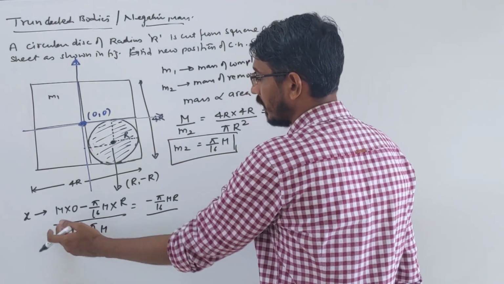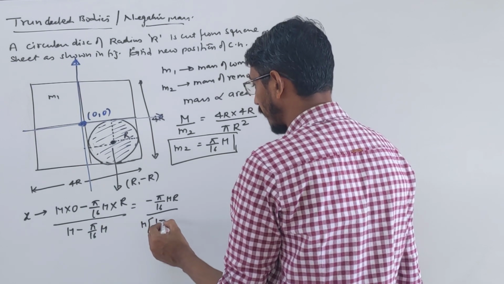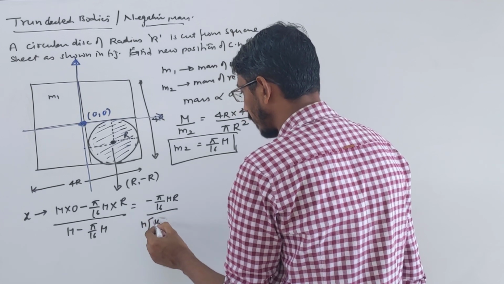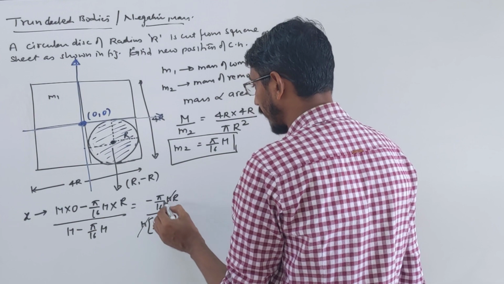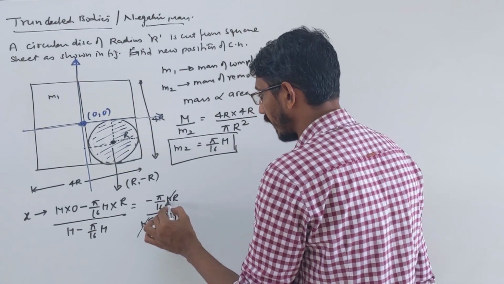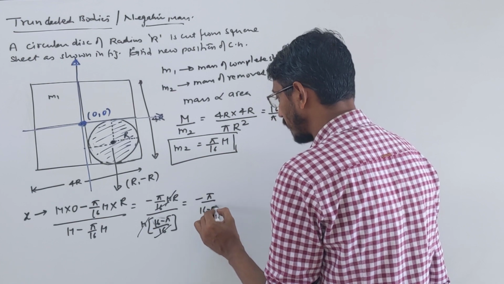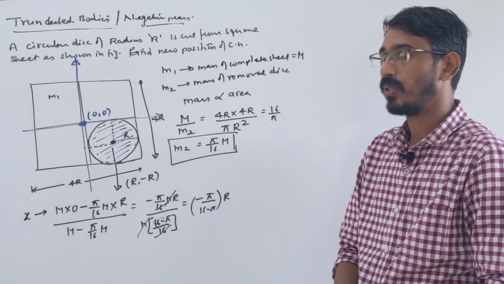So this becomes minus pi by 16 M R divided by, watch carefully, this is pi by 16, this is 1, M you take common here. This becomes simply 1 minus pi by 16, which is 16 minus pi by 16. M you can cancel here, this 16 you can cancel here, and this becomes minus pi by 16 minus pi, that's the number, into R. That's your x coordinate.